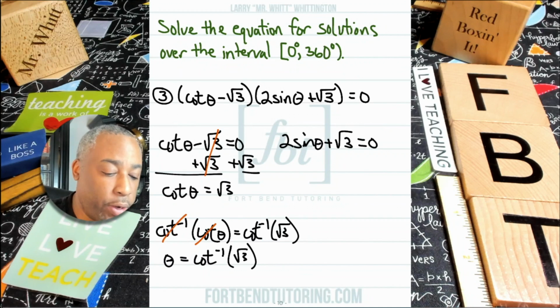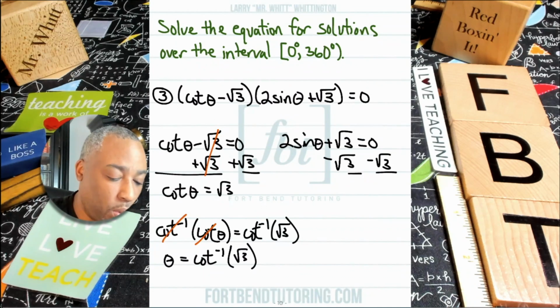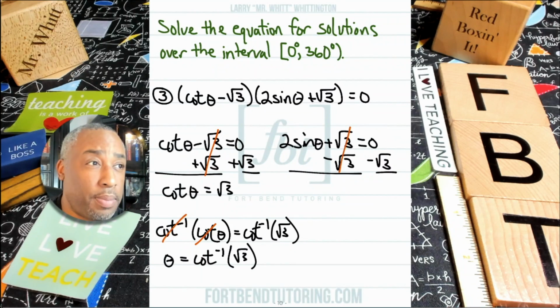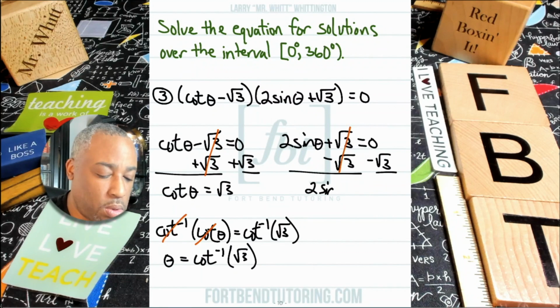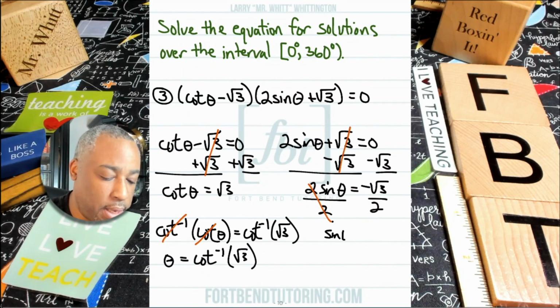In the second equation, I will be subtracting square root of 3 from both sides. All right, once again, an ugly 3. I'll be bringing down 2 sine theta equals negative square root of 3. Then divide both sides by 2. 2's cancel out. I'm bringing down sine theta, which equals negative square root of 3 over 2.